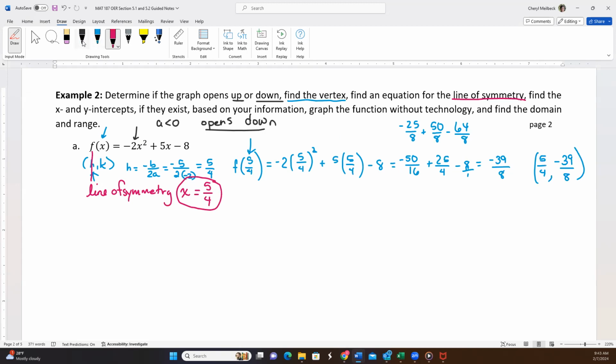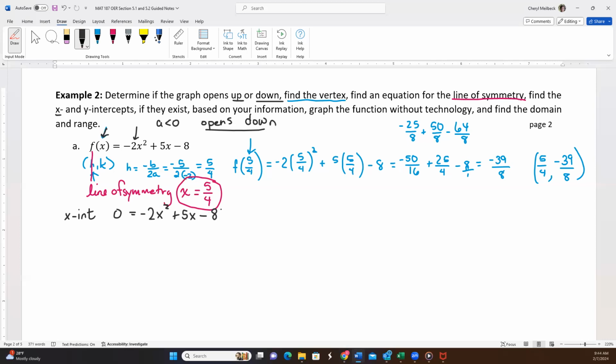Now let's look at finding our x and y intercepts. To find our x-intercept, we let the y value be 0, because when you're graphing a function, your x-intercepts come when y is 0. Your points on the x-axis come when y equals 0. So if we substitute 0 in for f of x, we have 0 equals -2x squared plus 5x minus 8.